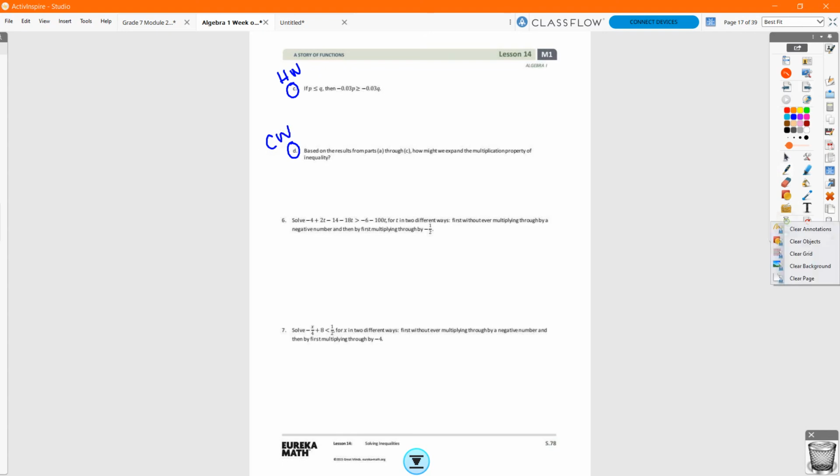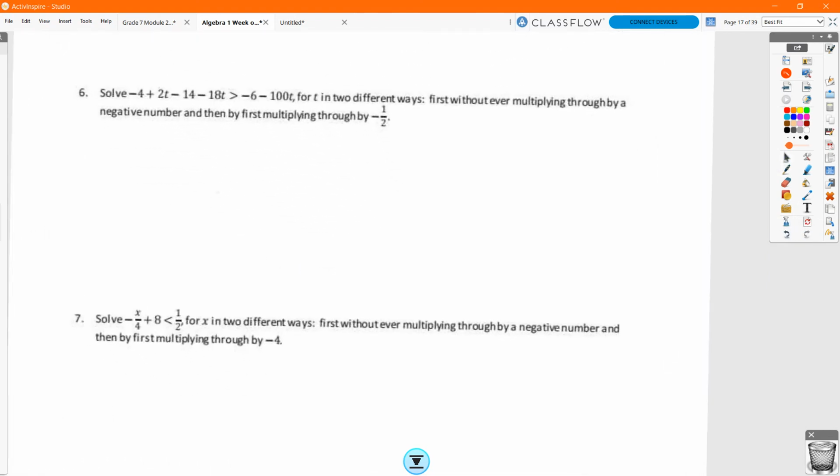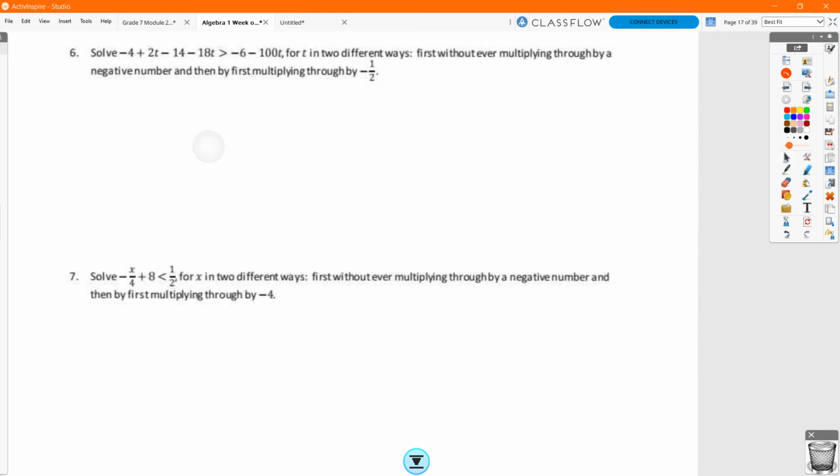All right. Let me clear all my annotations off here real quick because I want to be able to zoom in. So solve a negative 4 plus 2t minus 14 minus 18t is greater than a negative 6 minus 100t for t in two different ways. First, without ever multiplying through by a negative number, and then first multiplying through by a negative 1/2. Huh, that's interesting. So the first one we have to do is without ever multiplying through by a negative number.